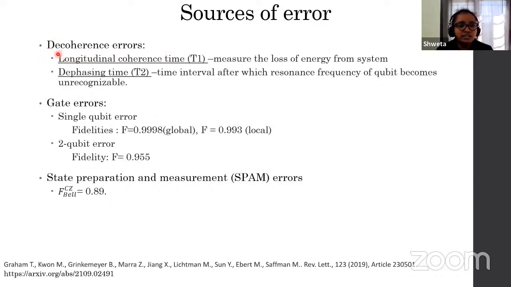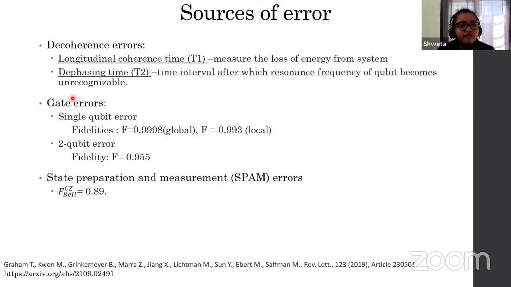They can be classified further into 2 classes, which are the longitudinal coherence time, T1, and the dephasing time, T2. T1 measures the loss of energy from the system, like how it decays this state. And the dephasing time T2 is the time interval after which the resonance frequency of the qubit becomes unrecognizable, like it is not the frequency which we have initially given. So these are the decoherence errors, however the qubit evolves.